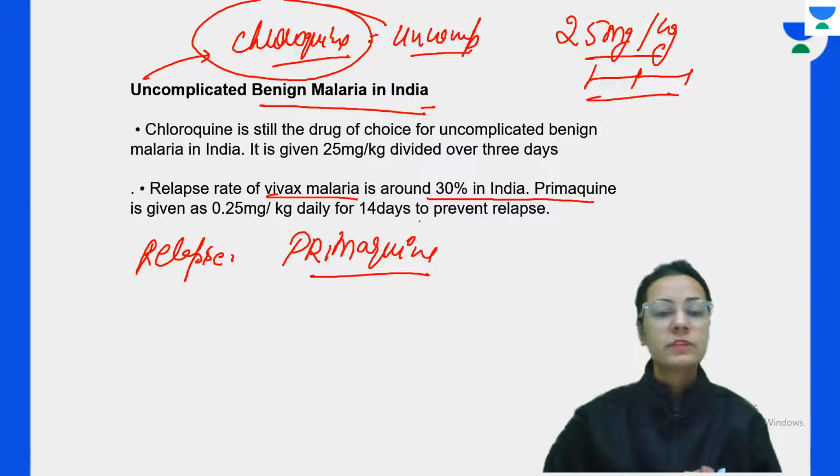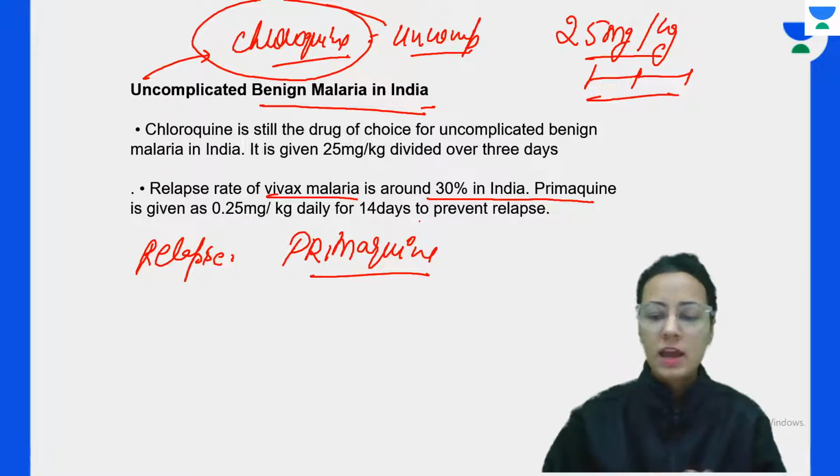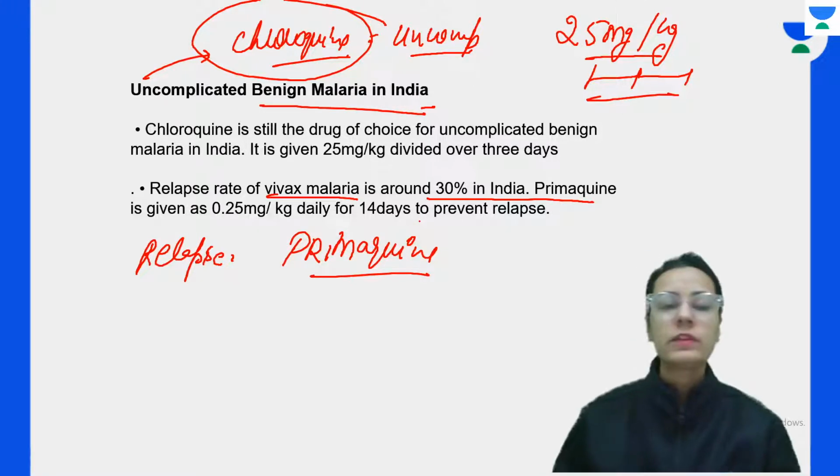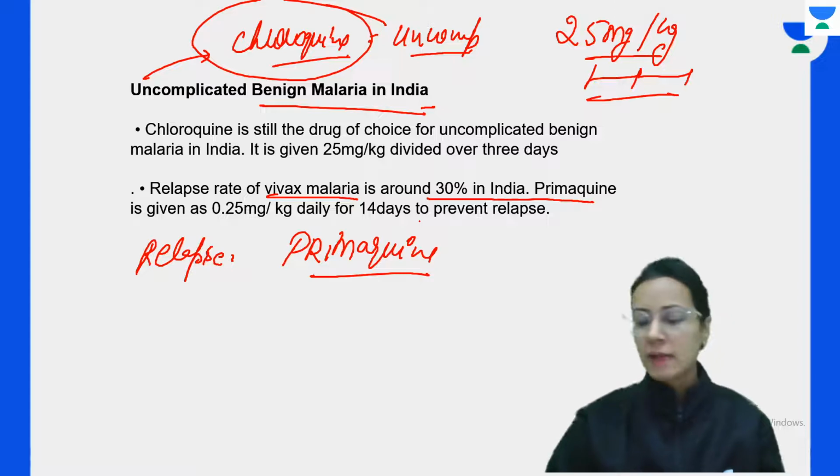That was what was the infective form, that was the merozoites, and relapse was not there because no liver stage was involved in that. Therefore primaquine is not given, as primaquine is given for the relapse cases.